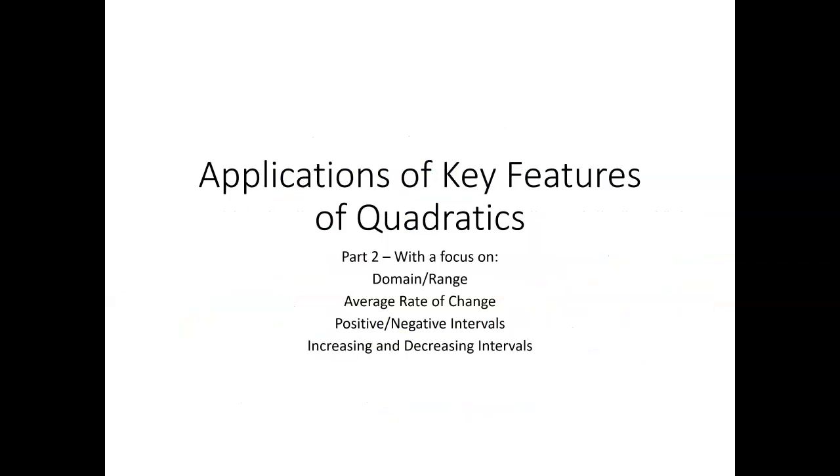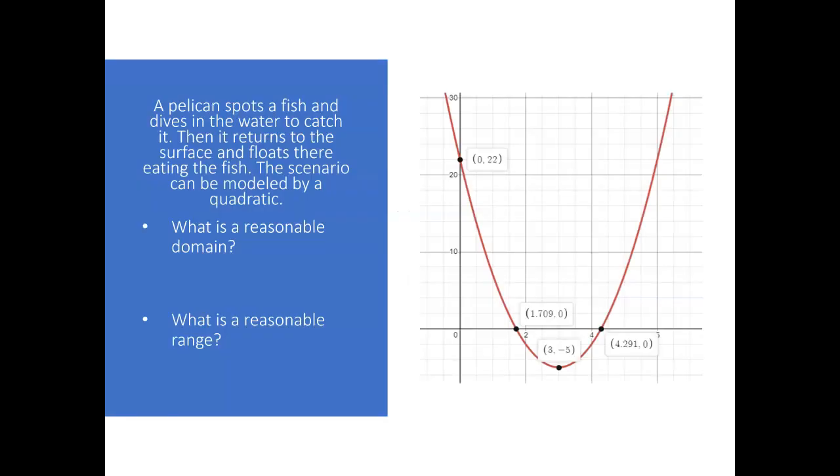Alright, so now we're going to expand on some of these key features. We're going to talk about domain, range, average rate of change, positive and negative intervals, and increasing and decreasing intervals, all in the context of a word problem. I've got one word problem to start, and we're going to look at all of these different things. We're going to be focusing on x-intercepts, y-intercepts, and vertex. That's going to give us a lot of the values that we use for these different things.